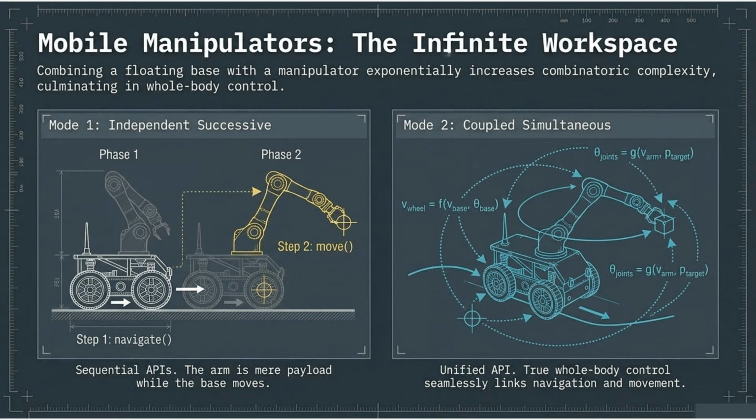Mobile manipulators, the infinite workspace. Mode 1, independent successive APIs: navigate first with the arm as payload, then move the arm. Mode 2, coupled simultaneous control: wheel velocity and joint angles computed together as whole body control. Combining floating base with manipulator multiplies combinatoric complexity exponentially. Unified APIs link navigation and manipulation seamlessly.